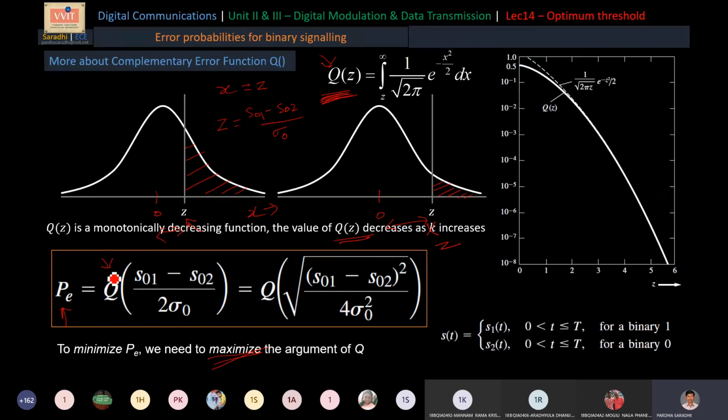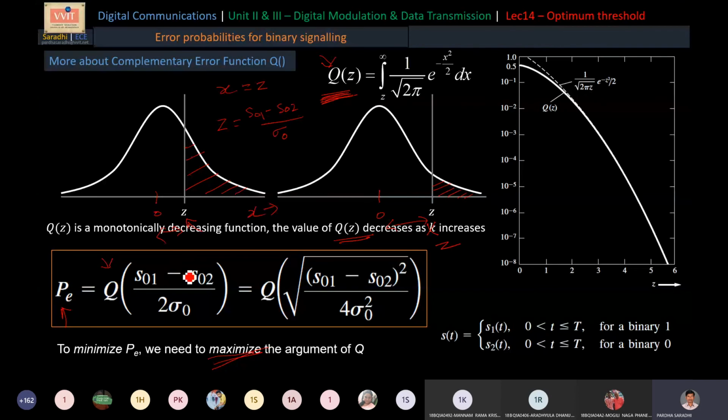So Q decreases when this is maximum. Our entire job is to maximize this ratio. Are you able to follow? Yes, sir. One more point, and I conclude this class.